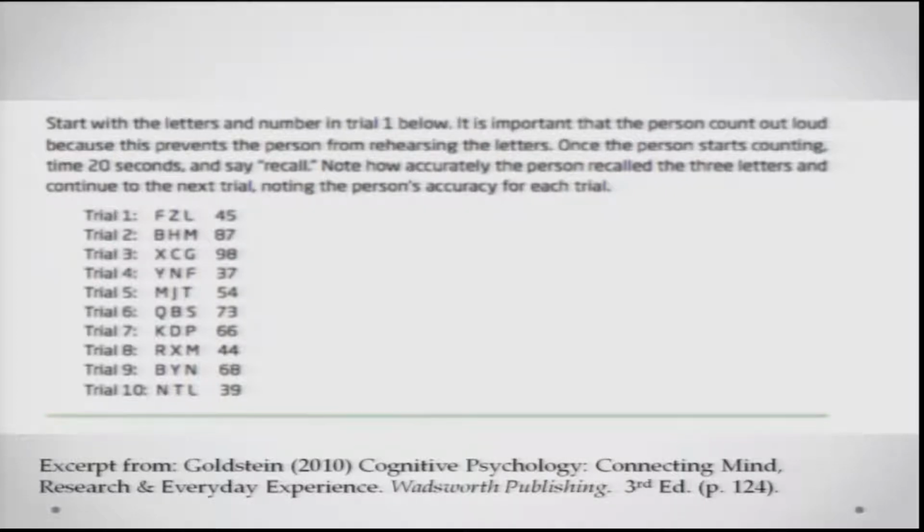To actually administer it, if you want to do it with one of your friends, it is important that the person counts out aloud. He is constantly counting at the top of his voice, so that he is not rehearsing the letters. The second most important part is, once the person has started counting, you take around 20 seconds and then you say recall. Then you see how many of the three letters the person has remembered accurately, before he continues to the next trial.